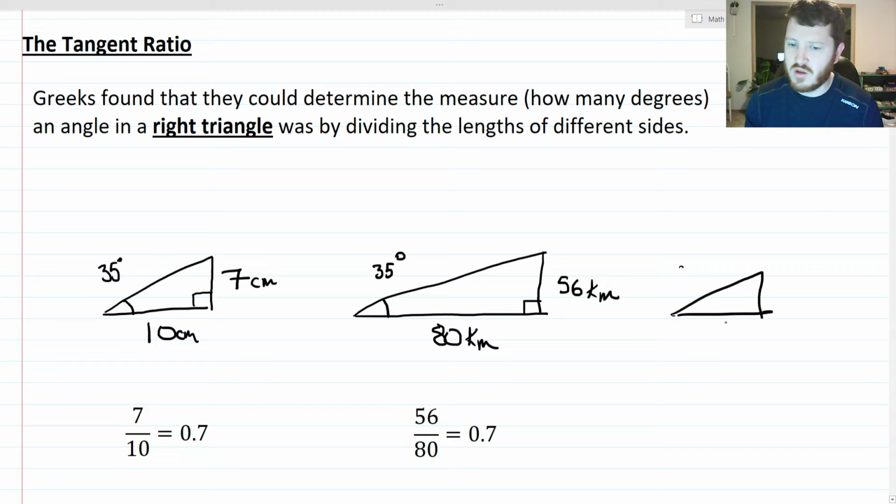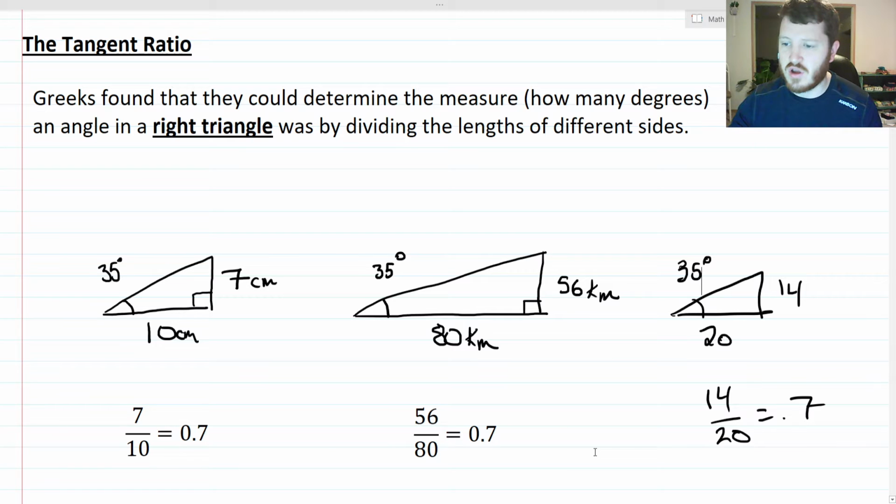So if we had another triangle with a similar two sides that were, let's say, 10 and 7, or let's go with 20 and 14, 14 divided by 20 is 0.7. So they knew that this triangle must be 35 degrees. So by dividing these two sides, they were able to figure out the angle of the triangles.